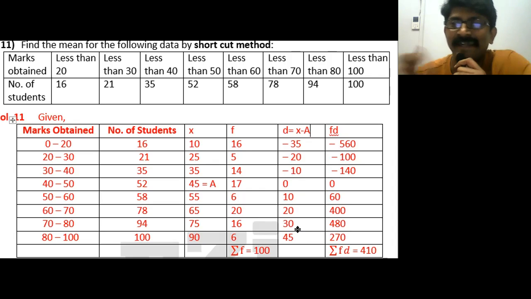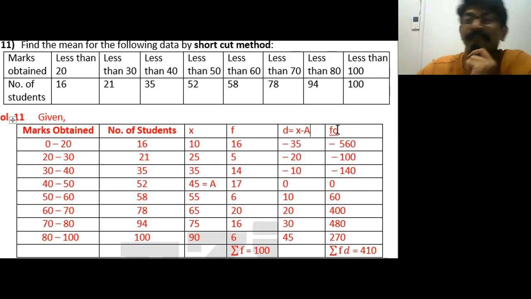Am I right? And now the last column, that is FD. Now how are we going to get this FD? Multiply this column F with the D. 16 into minus 35 is minus 560. 5 into minus 20 is minus 100. 14 into minus 10 is minus 140. इनको आप ऐड करके नेगेटिव नंबर लिख सकते हैं यहाँ पर.